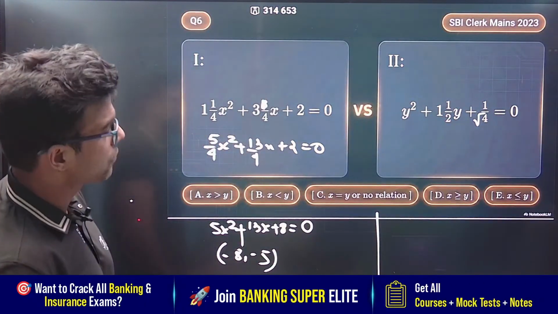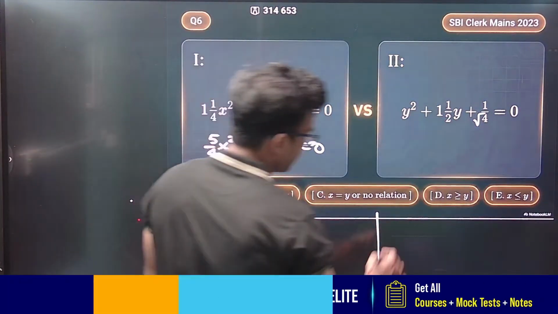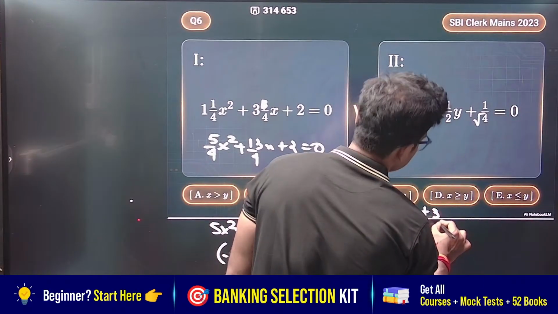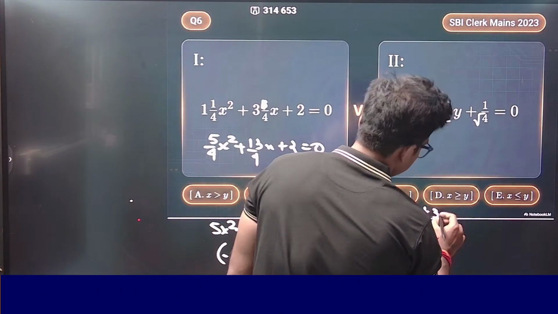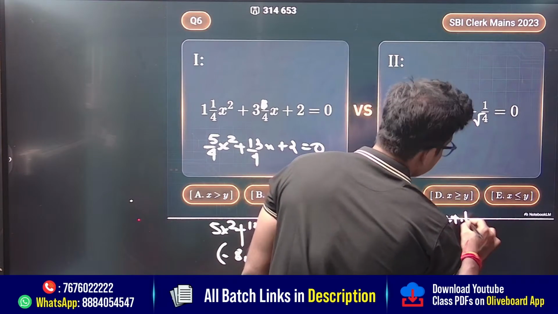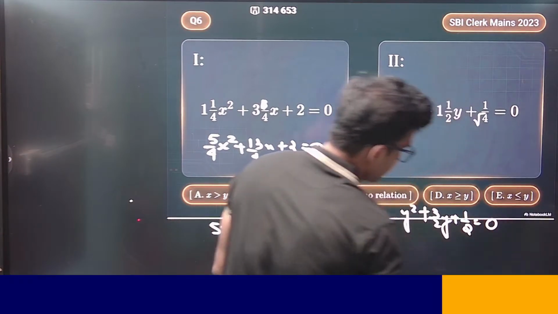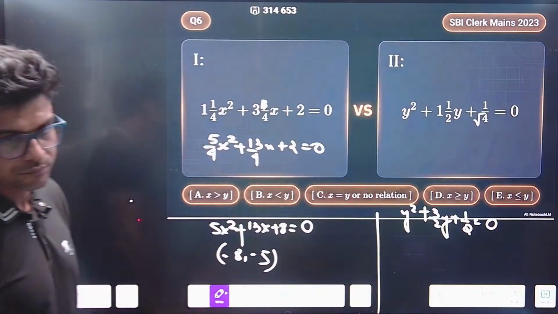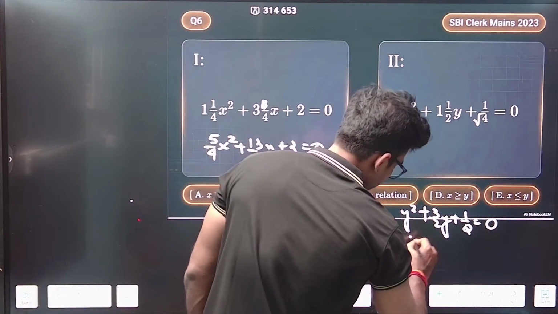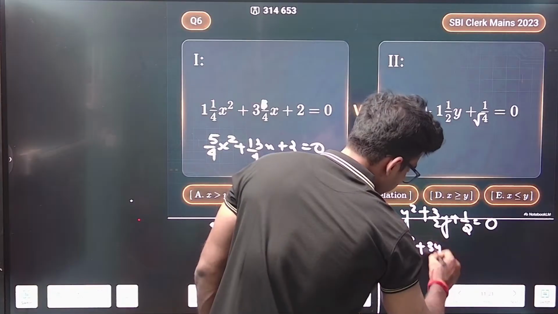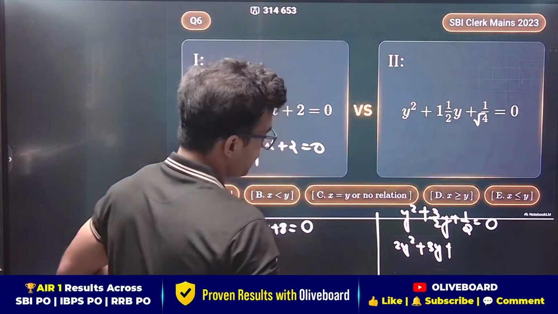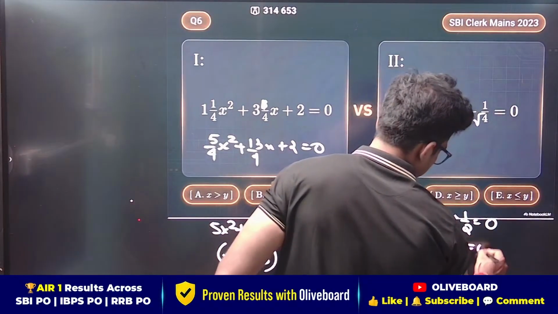Okay. y square plus 3 by 2y plus 1 by 2 is equal to 0. Am I right? So this will become 2y square plus 3y plus 1 is equal to 0.